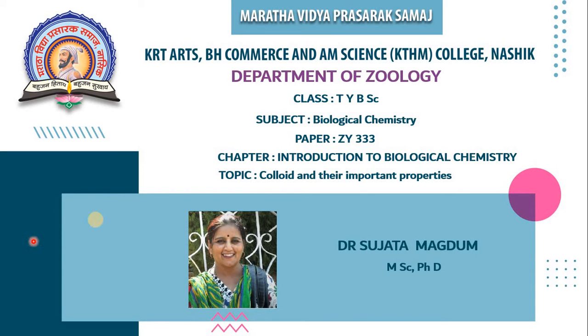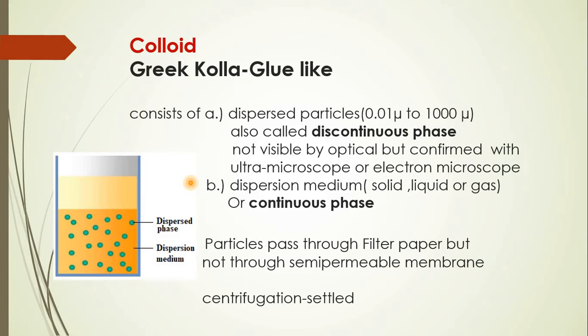Now, one of the important structural entities seen in nature are the colloidal substances, and that we are going to study. Colloid is a Greek term, meaning glue-like. The word from Greek is kolla, and colloids consist of two important components, the dispersed particles and the dispersion medium. Dispersed particles are always seen in the dispersion medium. This dispersion medium could be any solid, liquid or gas.